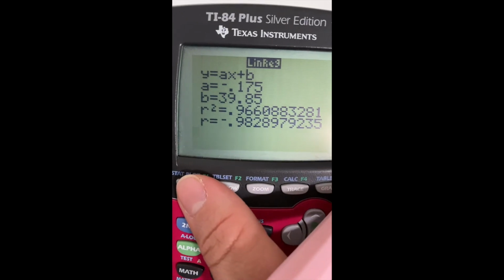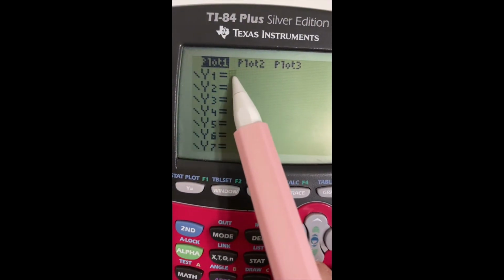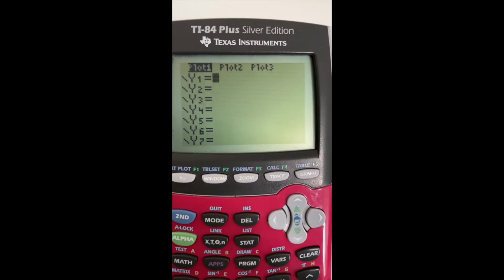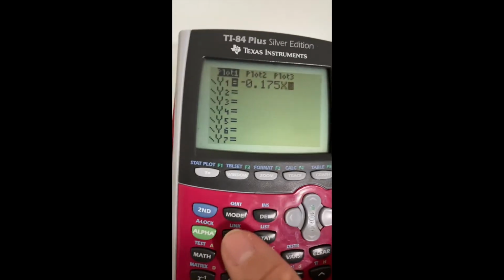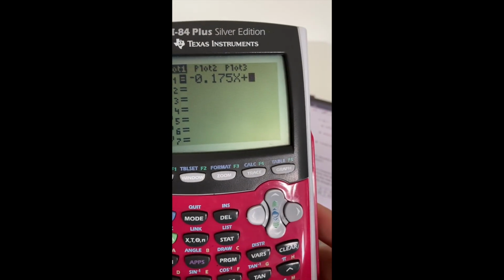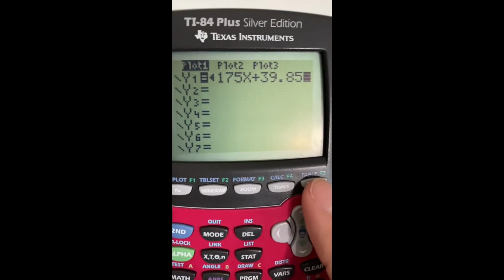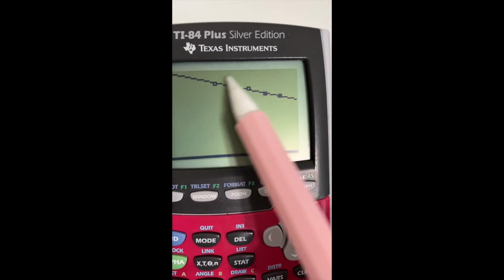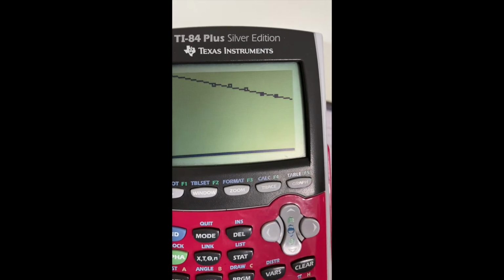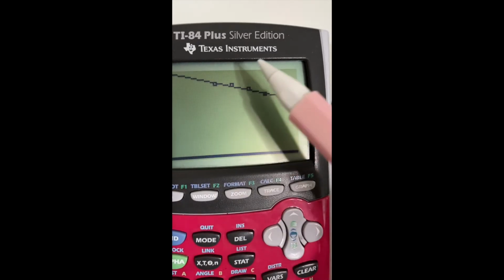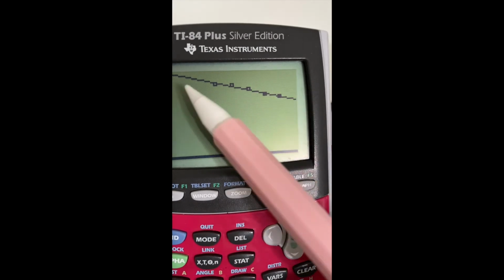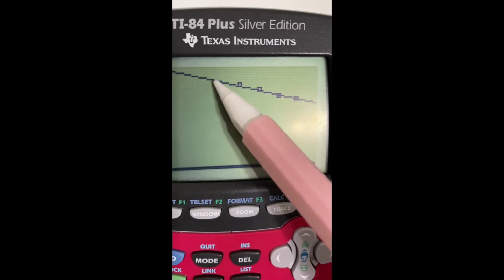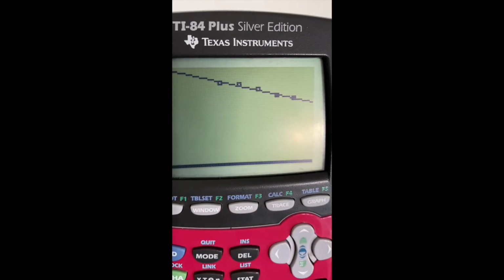Once you have written them down, come over to your graph, okay, and we're going to type it in. So y equals negative 0.175x plus 39.85. Graph it. And what can we say about the goodness of fit? Now, I know goodness of fit doesn't sound right. It is also known as the line of best fit, if you guys have heard that before. And as you can see, this line crosses through 2 points and it touches the other 3 points. It is very, very close.